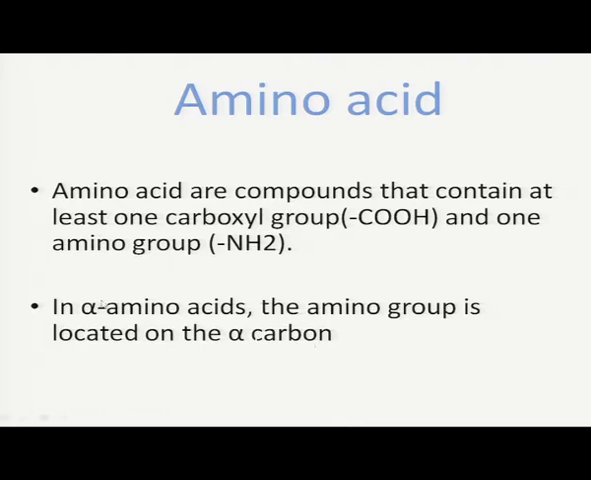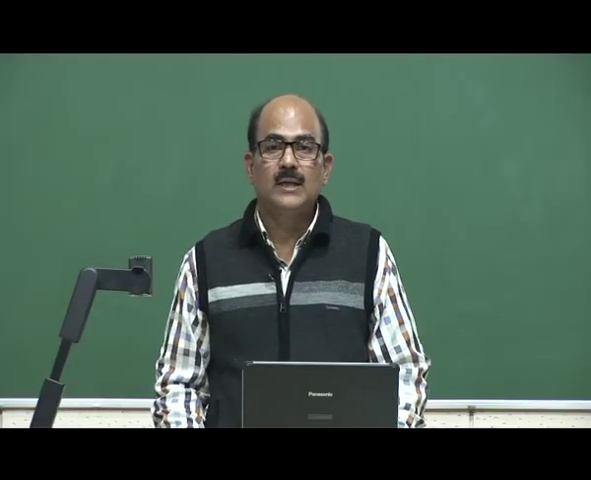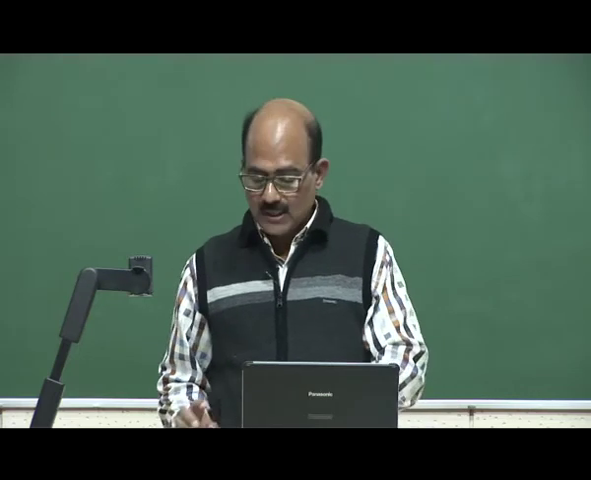Amino acid, as we have already discussed, in alpha amino acid the amino group is located on the alpha carbon. Now, classification of amino acids, which I have already discussed. The amino acids which can be synthesized in our body are known as non-essential amino acids, for example glycine, glutamic acid. On the other hand, those which cannot be synthesized by our body and must be obtained through the diet or through the food are known as essential amino acids. There are 8 different types of essential amino acids.